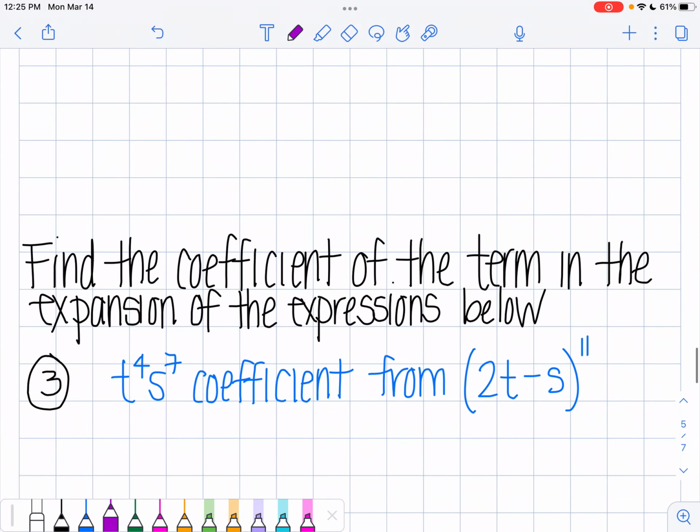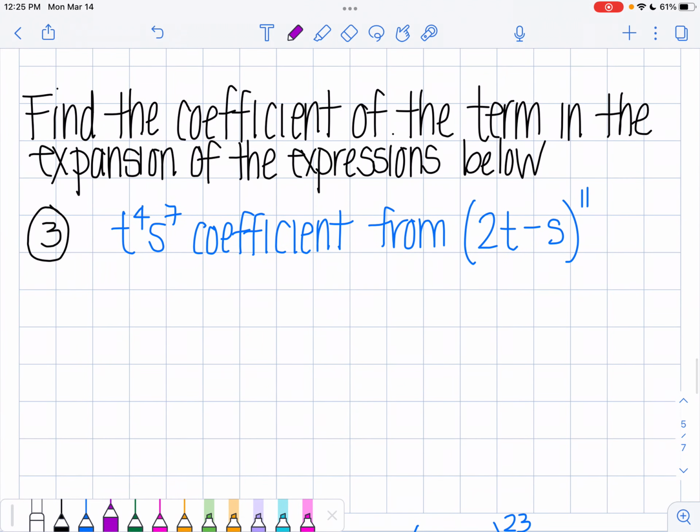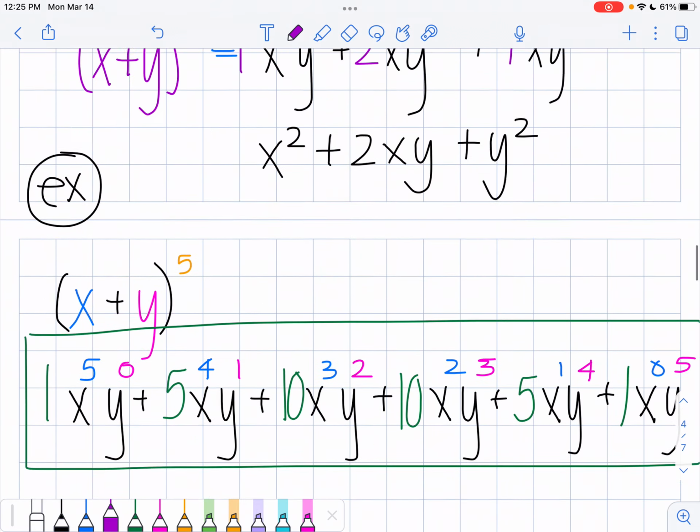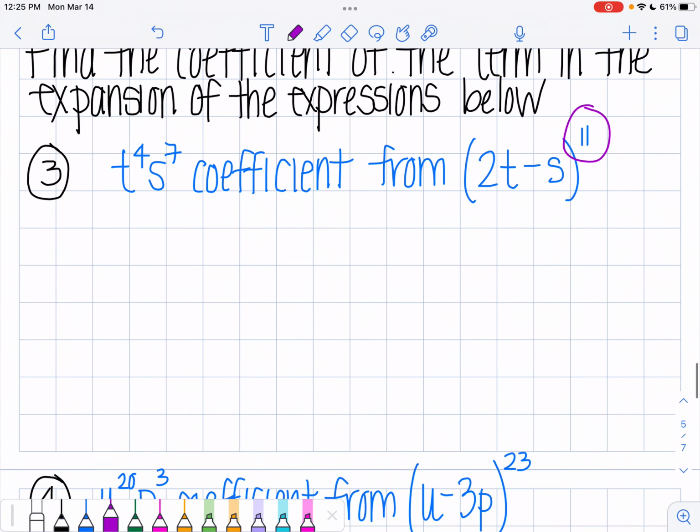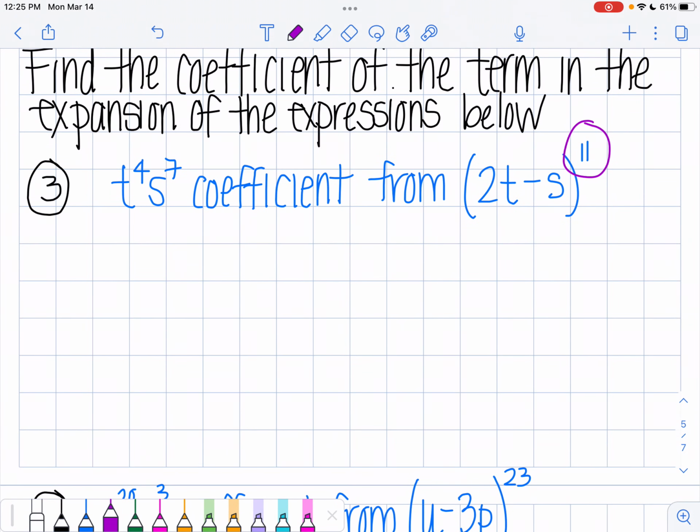Okay, now, the other thing that they can ask you is to just find the coefficient of the term in the expansion. So here, I can use Pascal's triangle because I'm to the 11th power. So this would become t to the 4, s to the 7. So that means this is 2t. To get t to the 4, this one has to be to the 4th power, and negative s has to be to the 7th power. So I have to figure out what number is going to go in front here.